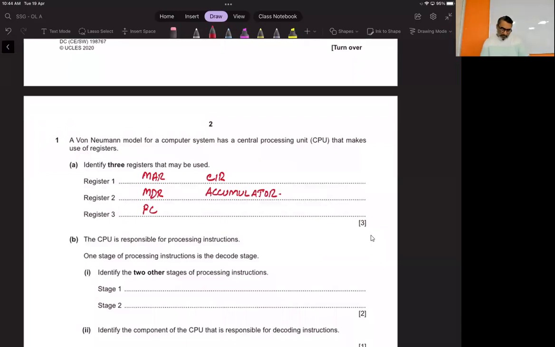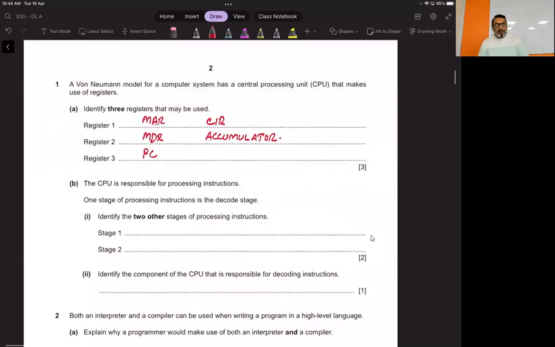Okay. The CPU is responsible for processing instructions. One stage of processing instructions is the decode stage. Identify 2 other stages of processing instructions. As we know, we have got fetch, decode, execute. So they have mentioned decode. Now we have to tell about fetch and execute. So fetch and execute.